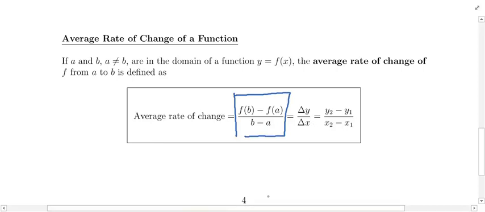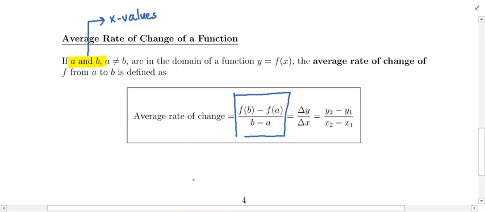So first of all, let's try to make sense of this formula that I have boxed. You're going to have some formula, the equation will be given, and then you keep seeing this A and B being mentioned. What A and B are, these are x values. And keep in mind, they cannot be the same x value. They are different. They cannot equal.